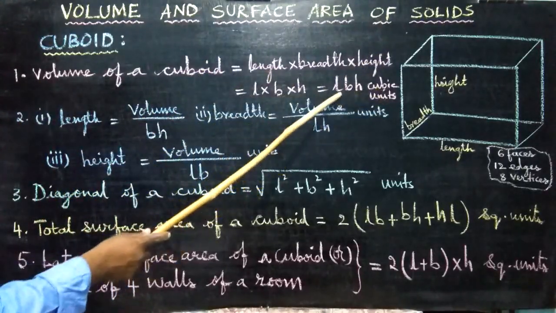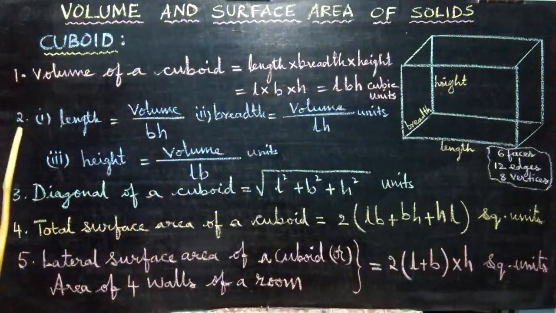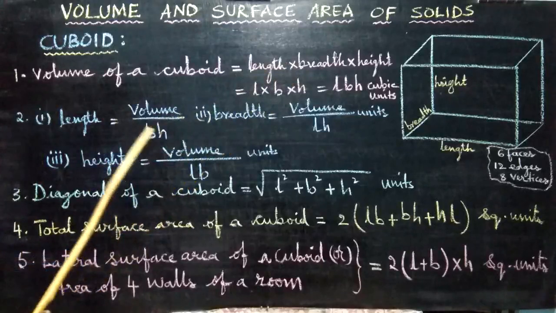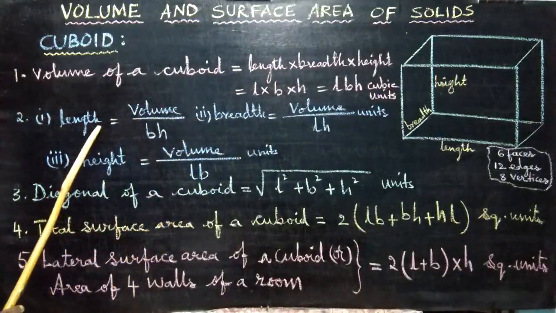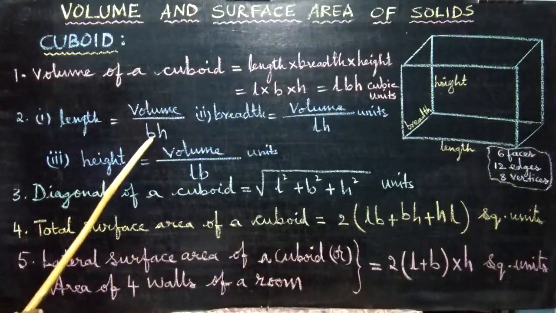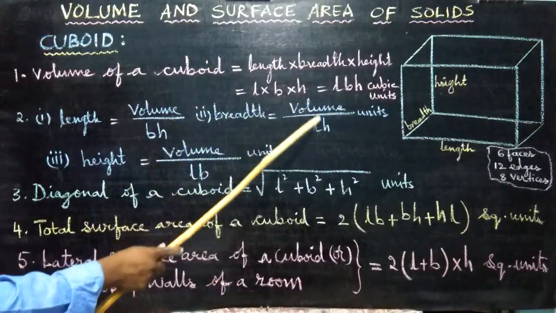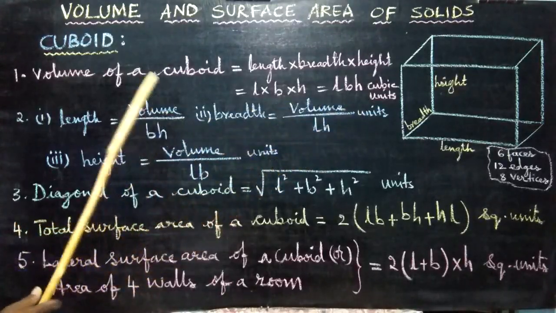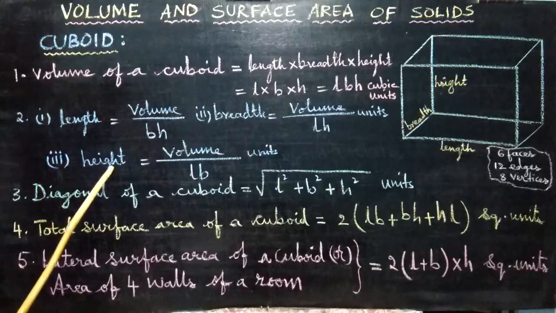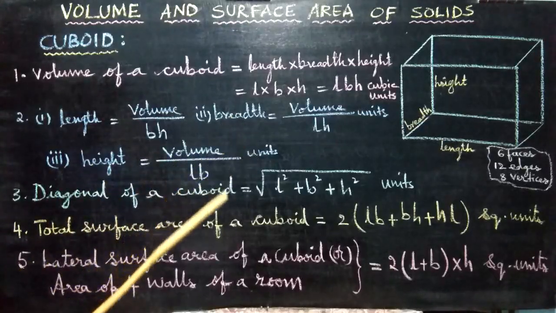Cubic units, since 3 times we are multiplying, cubic will come. Second one, from the same formula I am writing these 3 formulas obtained. Suppose if you want to find length of a cuboid, volume by breadth into height. Breadth, volume by length into height. And third one, if you want to find height, volume by length into breadth, with units.